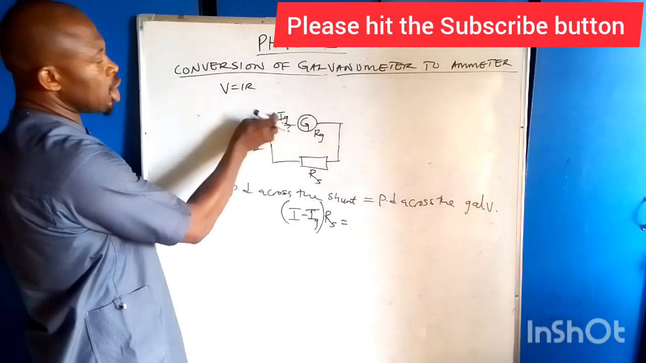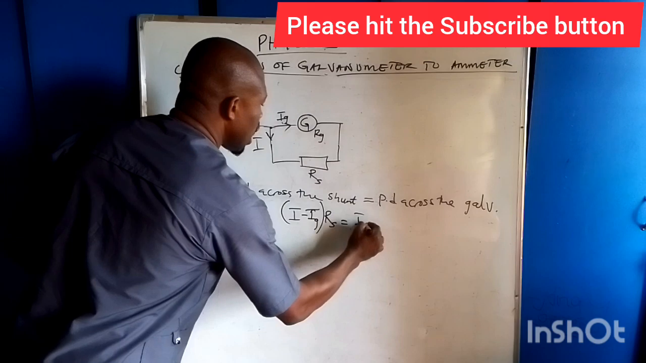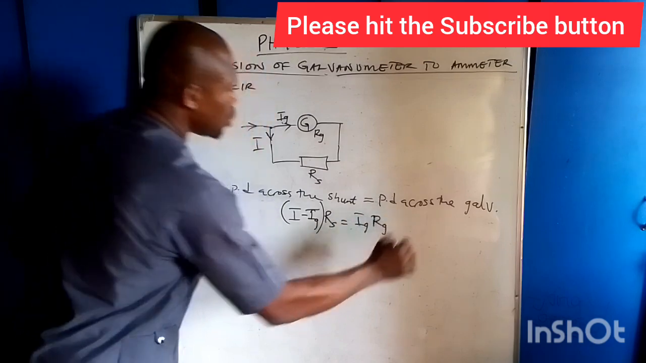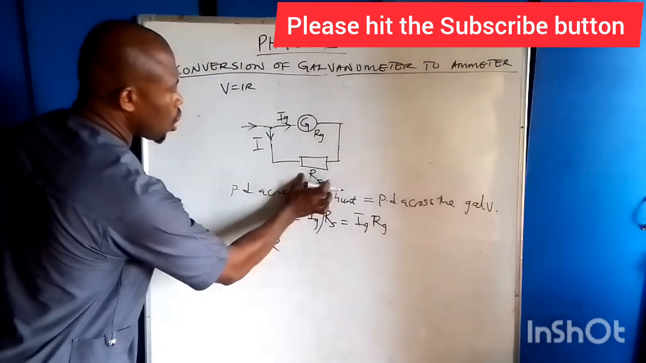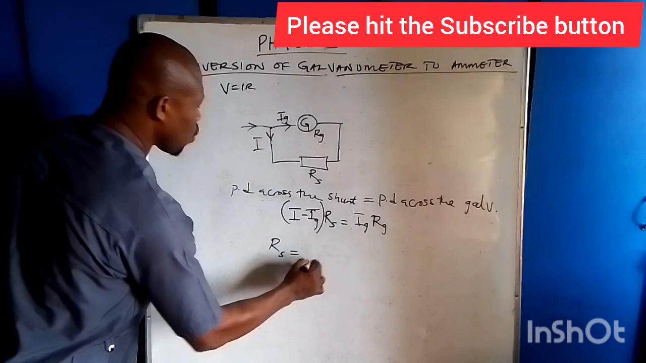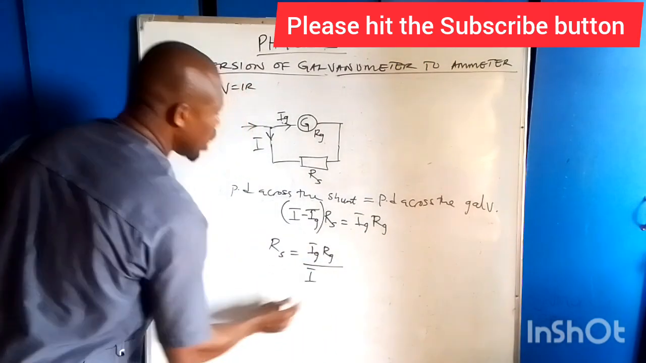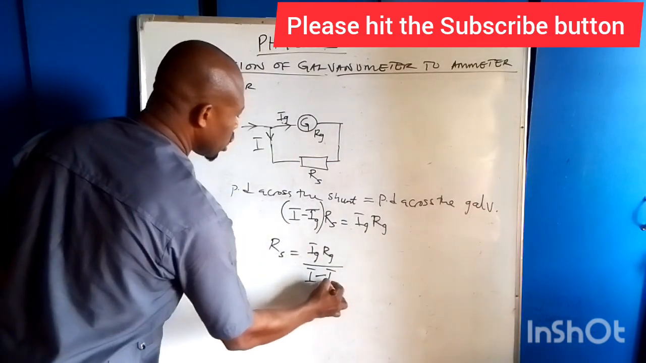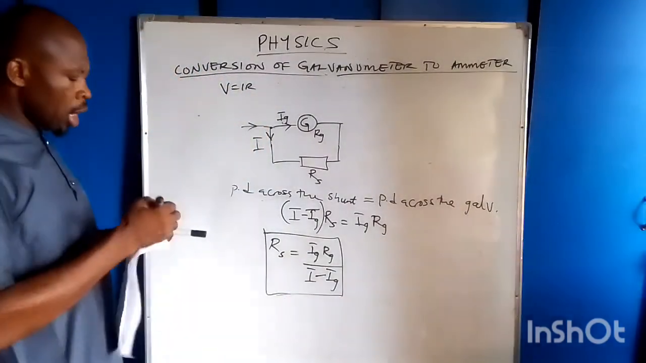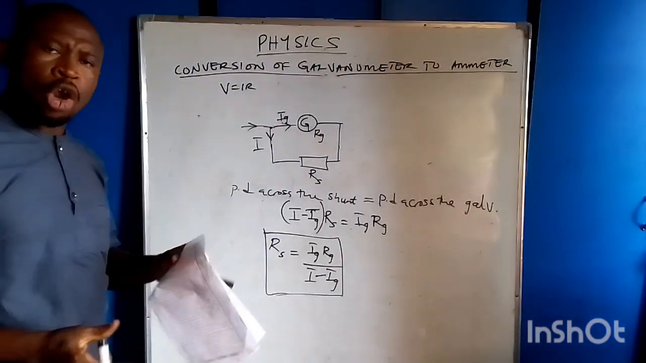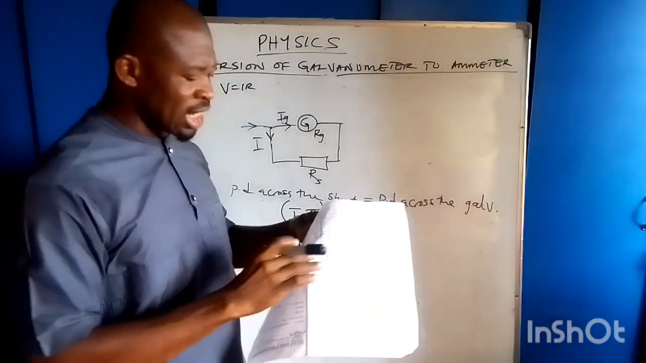The PD across the galvanometer is the current flowing through the galvanometer times the resistance of the galvanometer, which will give us Ig multiplied by Rg. So in other words, this is our formula. We now have that the shunt resistor Rs is equal to Ig Rg all over the current capacity minus the current flowing through the galvanometer. So this is our formula. Okay, now let us take one or two calculations to understand this concept very well.